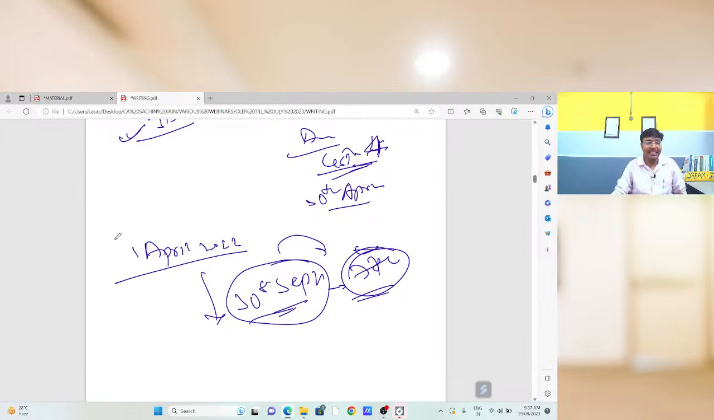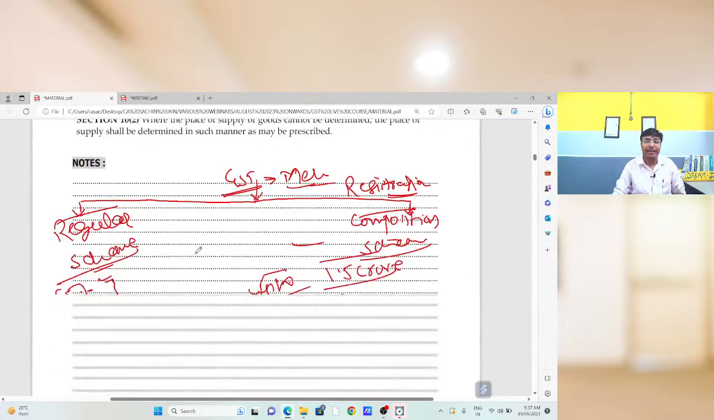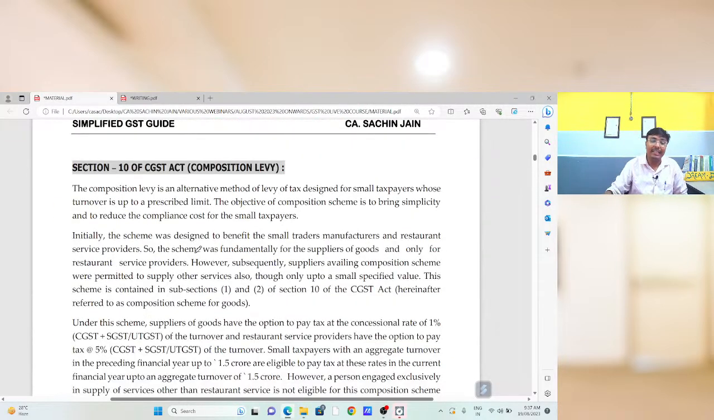Okay, so let's start our discussion from the language of law. Sir, is the basic concept regarding the composition scheme from our example okay for each and everyone? Just comment in the chat box so that we can start our discussion on the language of law, section number 10 of CGST Act regarding composition levy. Just confirm once in the chat box.